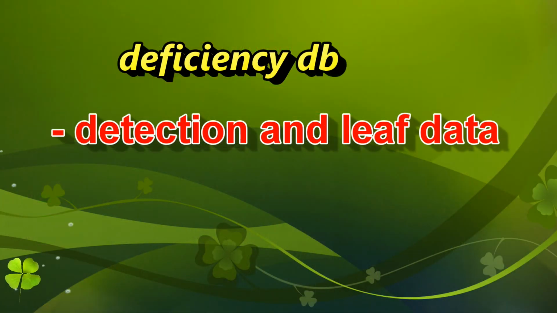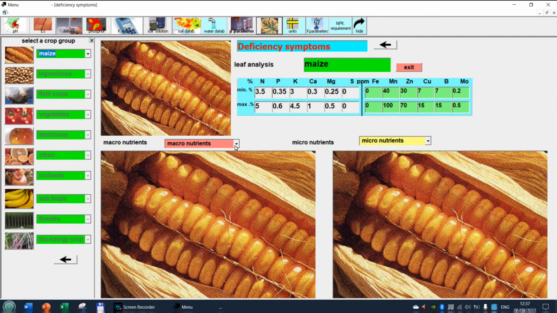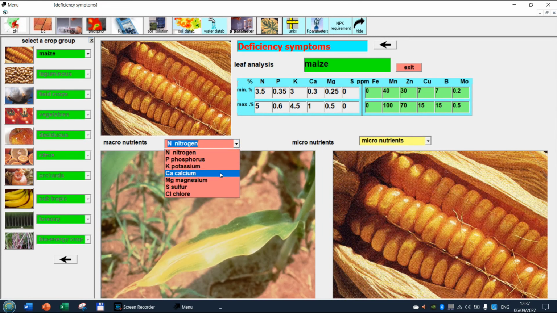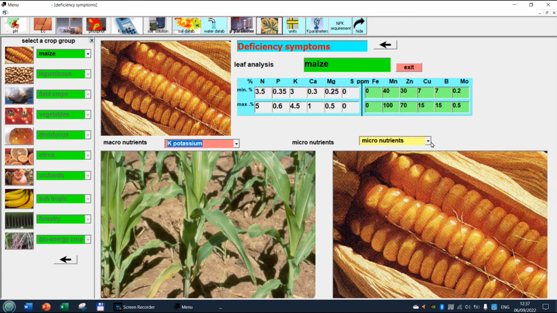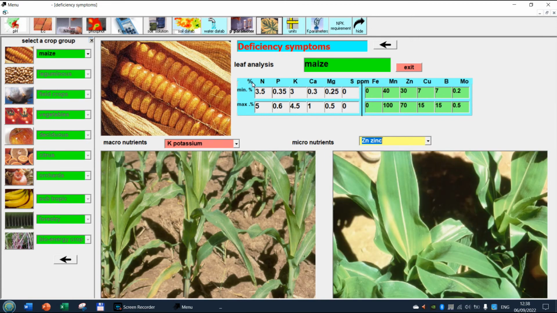And for instance, the deficiency symptom. How we can recognize the different symptoms of deficiency, for instance, here of the maize, how is looking deficiency of phosphorus, of nitrogen, of potassium, and for micronutrient as well, how is looking iron and zinc, for instance, or copper, zinc deficiency. And we have also minimum, maximum level in the leaf analysis.